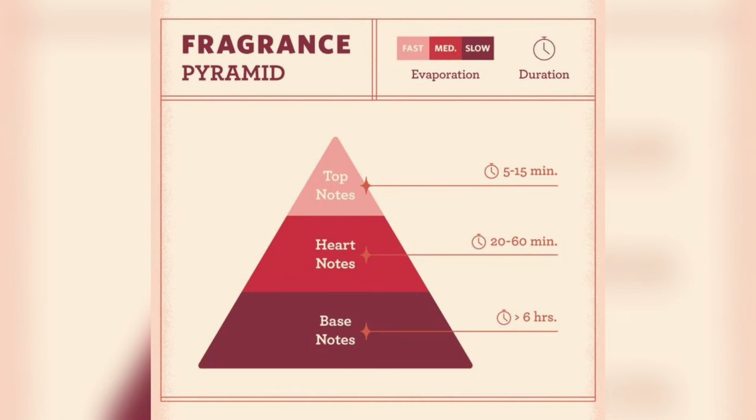You're probably seeing a diagram right now on your screen as I speak. I will make sure to edit that in and display a diagram so that you can better understand. Now, base notes are the heaviest. They don't evaporate quickly at all, right? If it's been 4 hours, 6 hours, 8 hours since you applied the perfume and you can still smell the faint smell of a perfume, chances are high that you're smelling the base note. They don't evaporate easily at all.